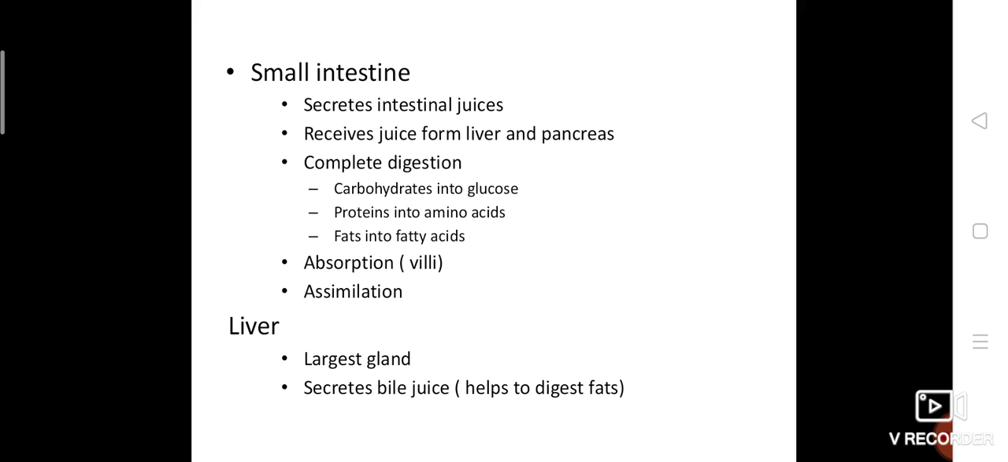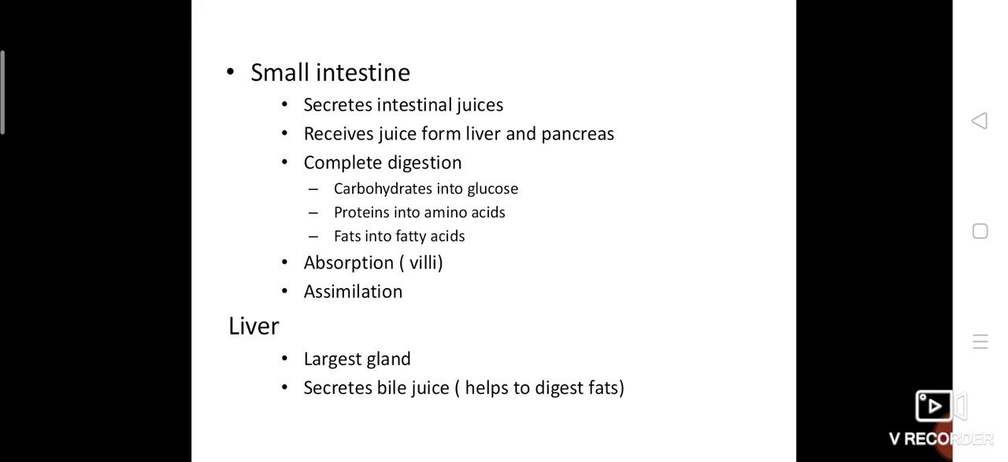That is carbohydrates. I told you in the mouth only partial digestion takes place. So the remaining carbohydrates and partially digested carbohydrates, everything will be converted into glucose, the simplest form of carbohydrate, and proteins are converted into the simplest form, amino acids. Fats are converted into their simplest form, fatty acids.